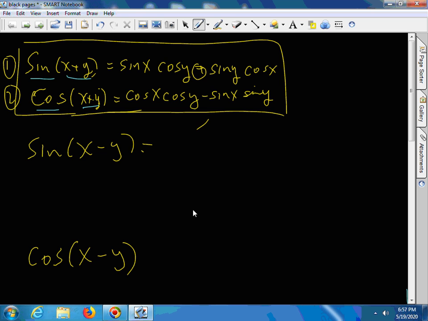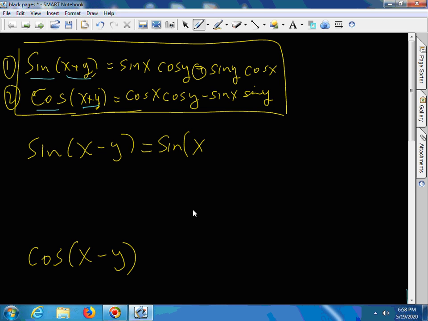Since we only know a rule for a sum of two angles, you just have to realize that you can always go from subtraction to addition, or addition to subtraction, or multiplication to division. If you have a division rule, or a multiplication rule, you can always go from one to the other.